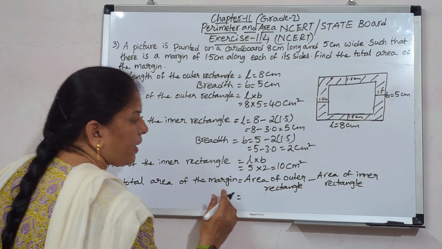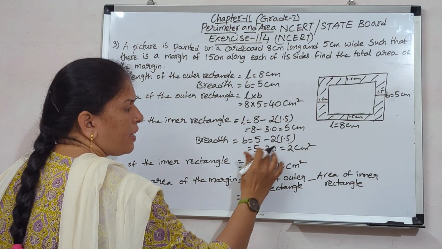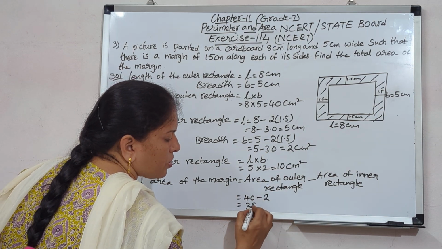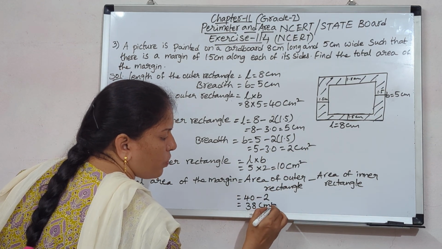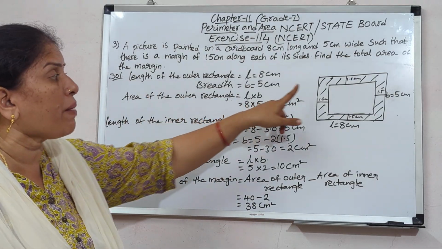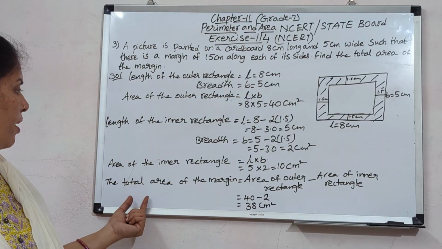What is the outer rectangle area? 40, minus inner rectangle area, how much? 2. 40 minus 2 is 38 square centimeters. How much space did they occupy for the margin? 38 square centimeters.